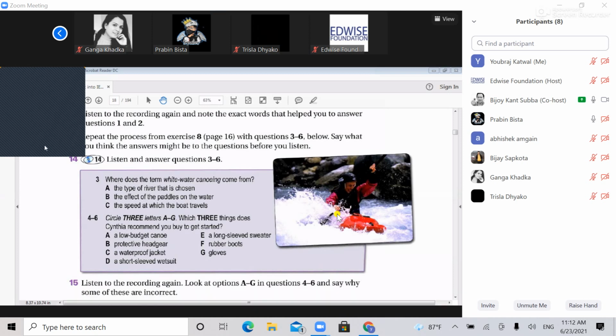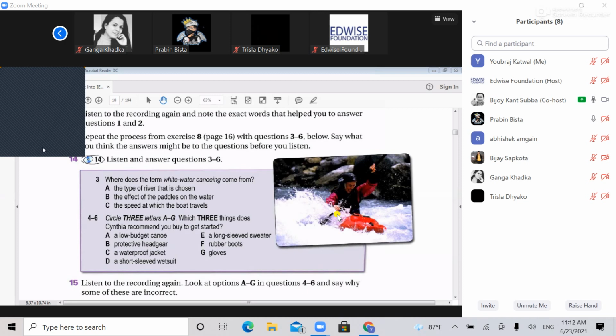And to protect yourself against rocks when you fall out of the canoe, and believe me, you will fall out, you'll need a good quality helmet. It needs to meet certain government standards, so make sure you go to a reputable supplier. Okay, protective headgear. Good quality helmet.